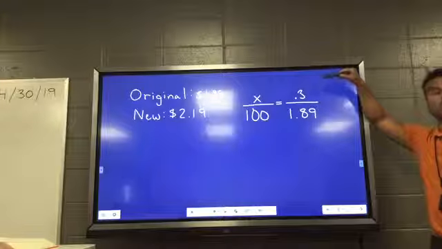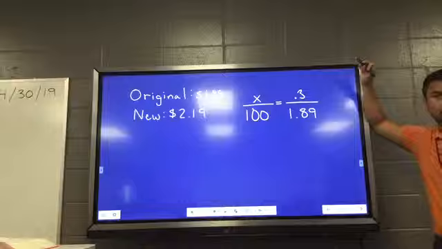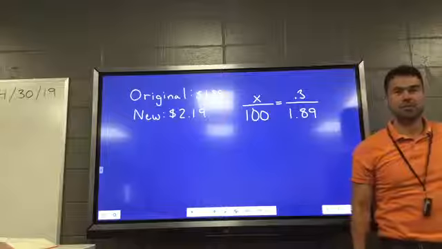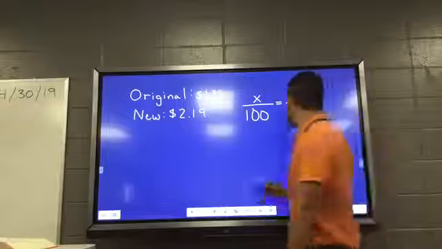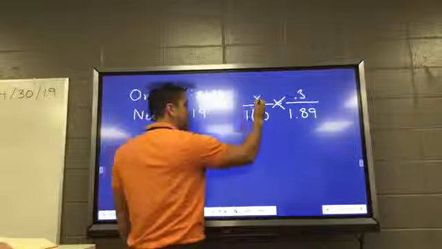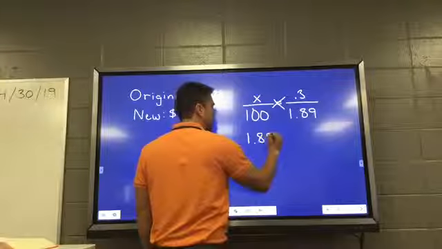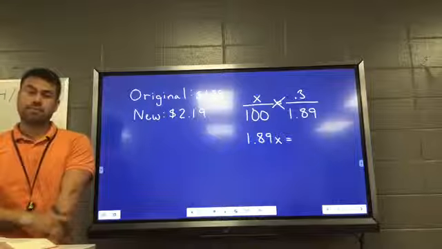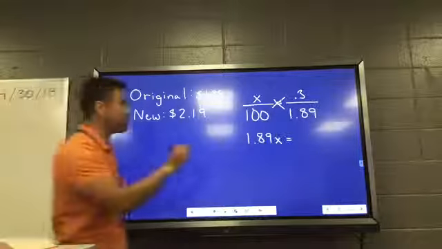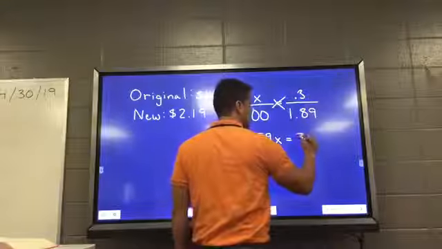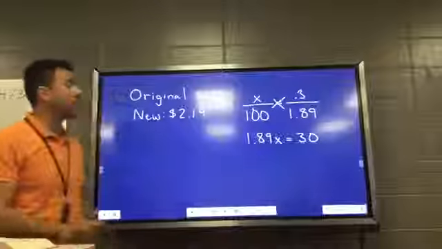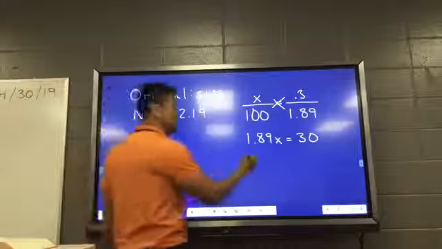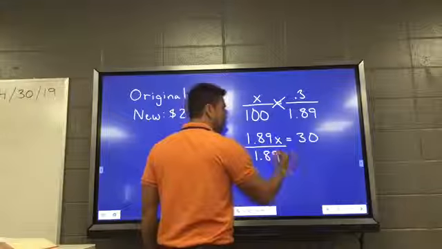Now, how in the world am I going to solve for x in this problem? It's something that should be pretty familiar. I've been saying it too many times, and I need you to start telling me. Cross multiply. So go ahead and do that. Cross multiply. x times 1.89 is 1.89x. And then what's 100 times 0.3? 30? Yep, 30, because all you have to do is move the decimal twice. All right. But what do I have to do to find x? Because I still don't have x. I still need that number. I divide both sides by 1.89.